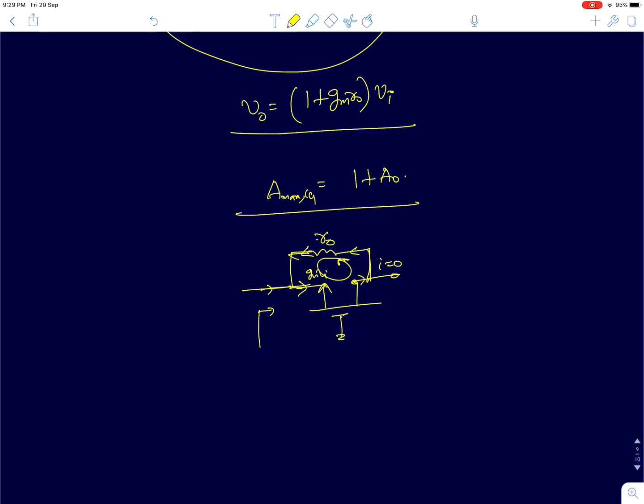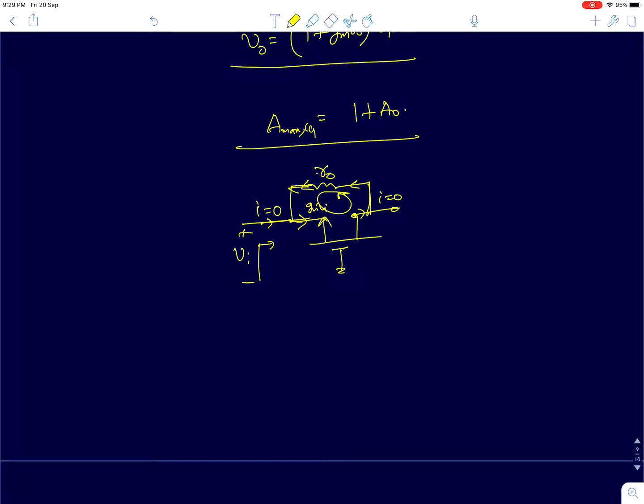The current that is actually drawn at the input is also 0. So because of that, it will look like an open circuit. You are applying a finite voltage, but the current drawn is actually 0. So therefore, your Rin is infinity if I open circuit the drain. Now I will short circuit the drain.